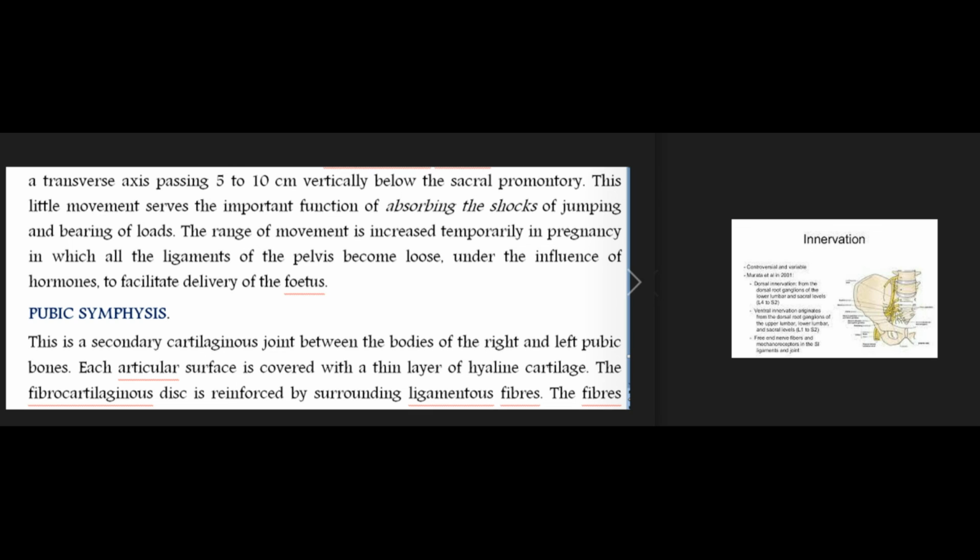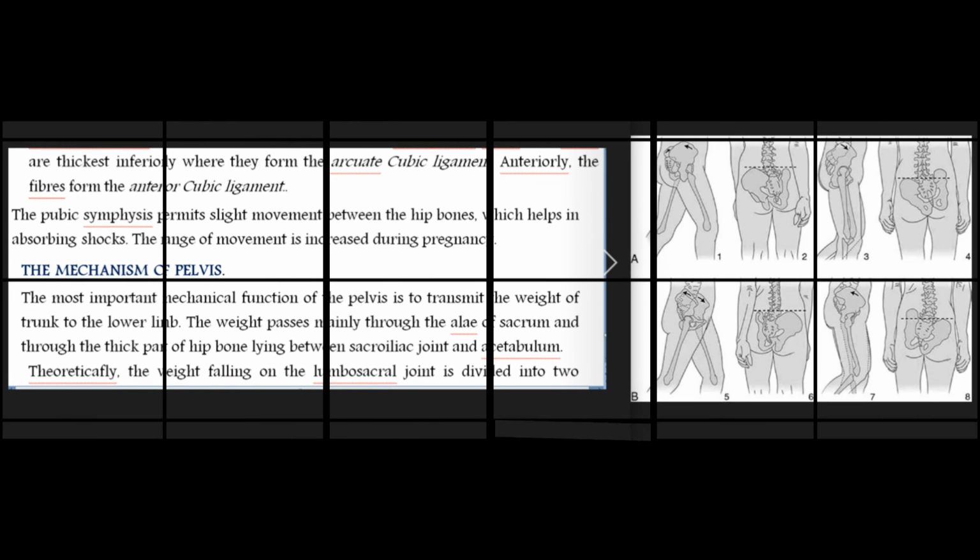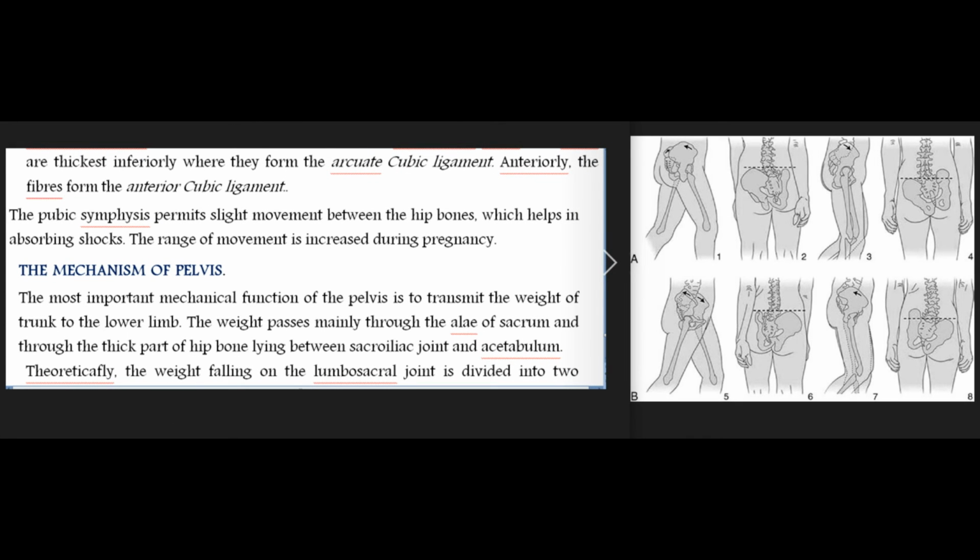Pubic symphysis. This is a secondary cartilaginous joint between the bodies of the right and left pubic bones. Each articular surface is covered with a thin layer of hyaline cartilage. The fibrocartilaginous disc is reinforced by surrounding ligamentous fibers. The fibers are thickest inferiorly where they form the arcuate pubic ligament. Anteriorly, the fibers form the anterior pubic ligament. The pubic symphysis permits slight movement between the hip bones, which helps in absorbing shocks. The range of movement is increased during pregnancy.